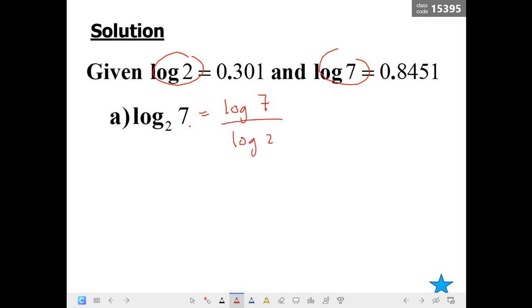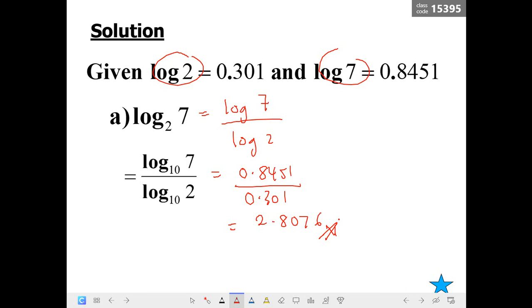Okay, change base. Then, given that log 7 is equal to 0.8451 and log 2 is equal to 0.301, then you can use your calculator. Okay, the calculator gives the answer 2.8076. Done. Settled for part A.